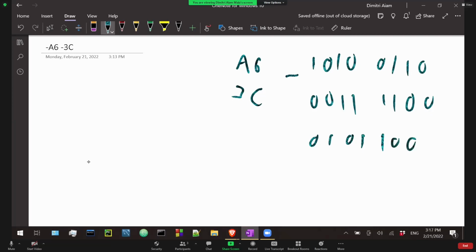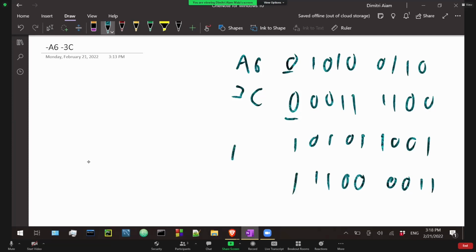1, 0, 0, 1, 1, 1, 0, 0, 0, 0, 1. The way I like to do it, I add one extra 0 over here to remind me of the sign of the number. So this is a positive number. When we flip everything, this would become a 1 over here. This reminds me that this is a negative number, a representation of a negative number. This is negative A6 and this is negative 3C.